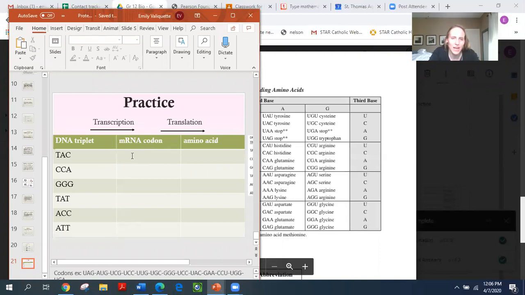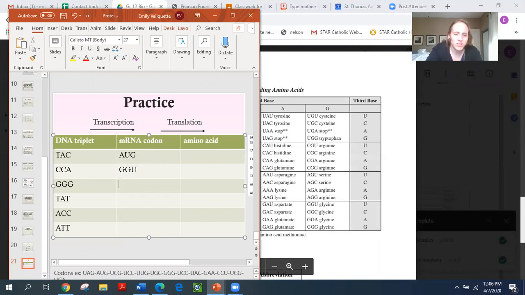So you should have, for the second one, let's see, CCA would be GGU. GGG would be CCC. TAT would be AUA. Again, I'm just doing the complementary base pairs. So A is complementary to T, C is complementary to G, and then ATT would be UAA. And then we already said that that is methionine.